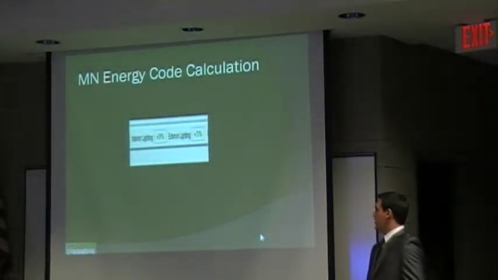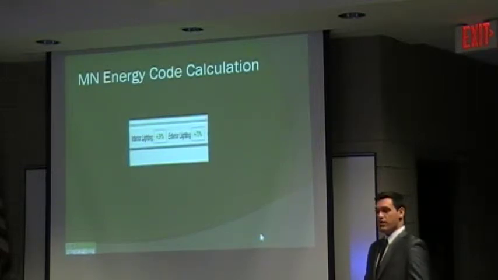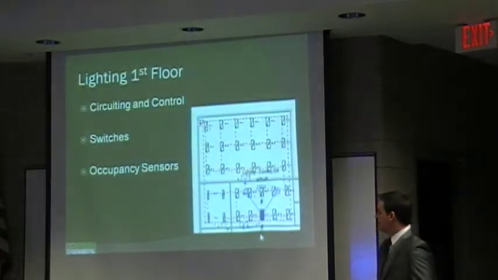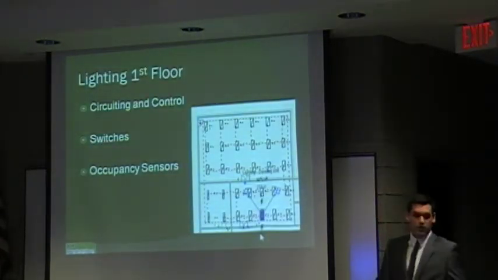Once you're done with that, you come up with a calculation here, and it tells you whether you are above code or below. For our particular lighting, we came out to be plus 39% on our interior lights and plus 73% on our exterior. That being said, I'll hand it over to my partner, Will.